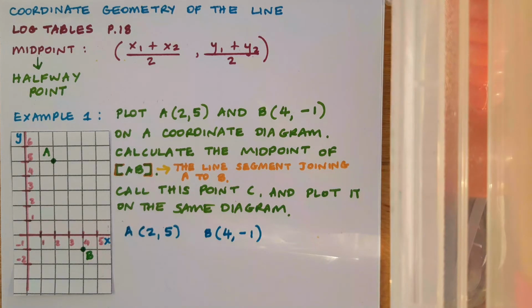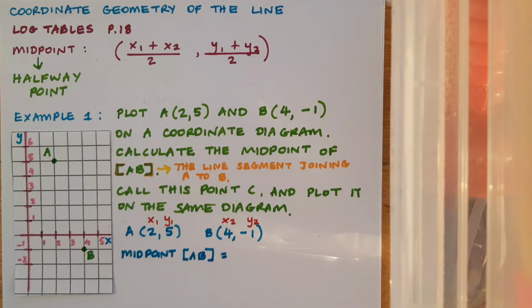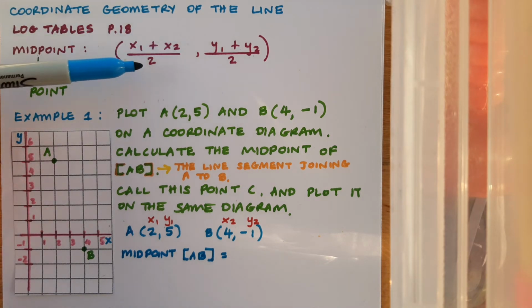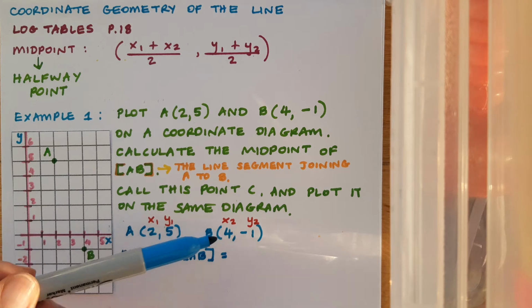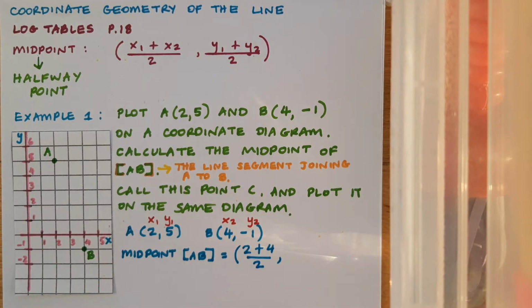Okay, so I'm going to make a note now of the 2 points that I want to use. As is usual with formulae, I label my points x1, y1 and x2, y2. I name what it is I'm going to calculate, and then I fill into the formula. So my formula is up here. So it's going to be x1 plus x2 over 2. So that's 2 plus 4 over 2. That's the x part of my calculation.